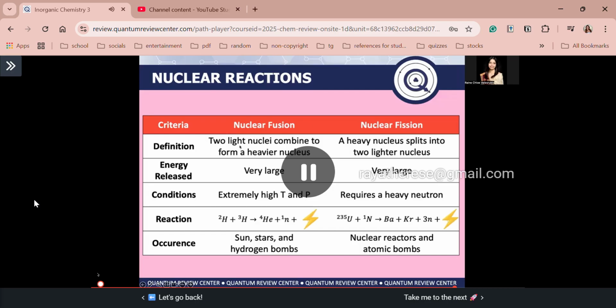For nuclear fusion and fission, okay, they have different definitions, but both of them release very large energy. Nuclear fusion needs extremely high temperature and pressure, and nuclear fission requires a heavy neutron. And these are the various reactions ng nuclear fusion and fission. Gusto dapat memorize natin to, okay? Because ito yung pinaka-typical na reactions for each of them. Nuclear fusion occurs in the sun, stars, and hydrogen bombs, while nuclear fission occurs in nuclear reactors and atomic bombs.